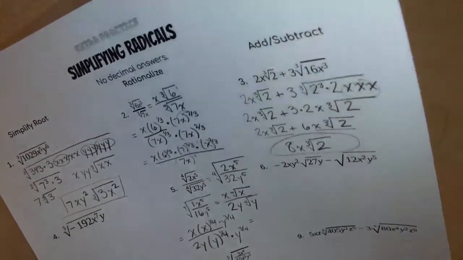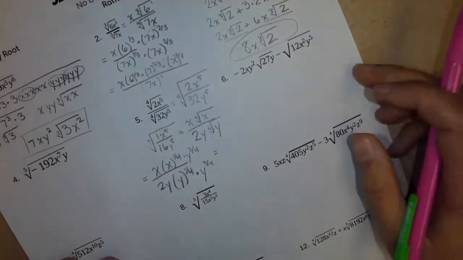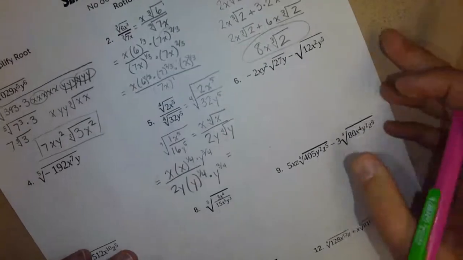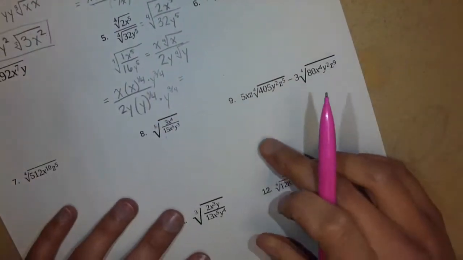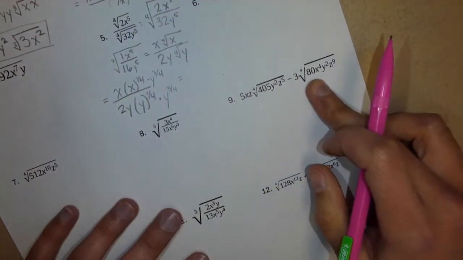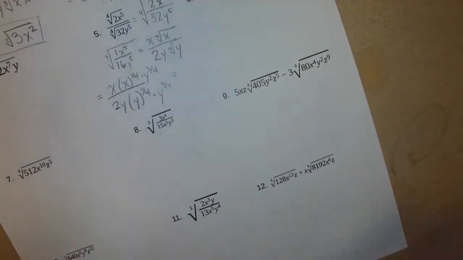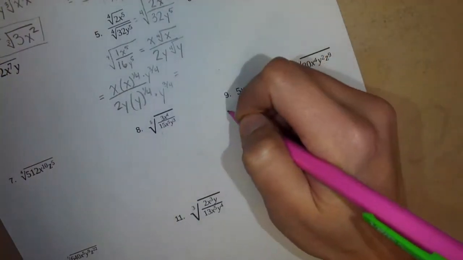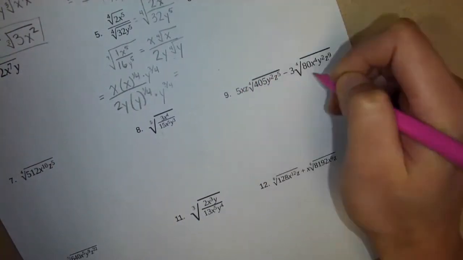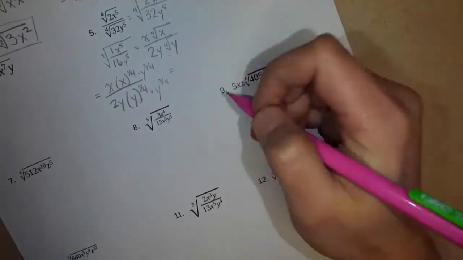Okay, so let's look at another one of these. We'll look at number 6. Actually, let's look at one with a higher index. So let's look at this one. Okay, so I have the fourth root of 405, and this is 5xz. Actually, both of these radicals can be simplified in this example.